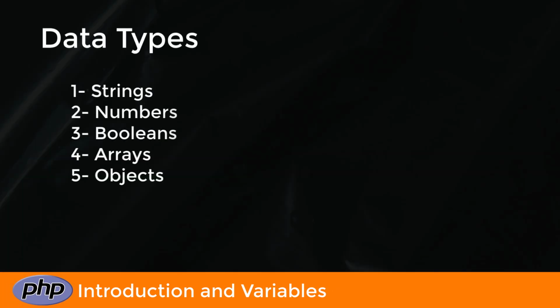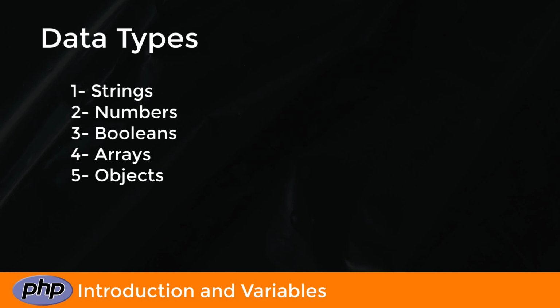Variables in PHP can hold a variety of data types, including strings, numbers, booleans, arrays, and objects. They can also be assigned values based on the result of calculations or other operations.